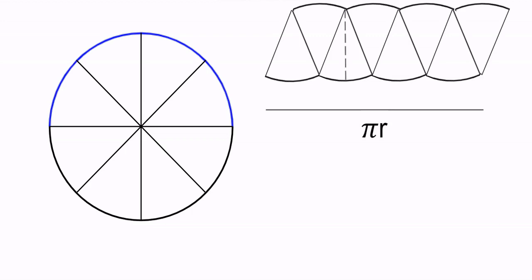And now the height of the parallelogram is from the center to the middle edge of the rounded part. And this is the radius, because the radius is from the center to any point on the circle. So essentially what we're doing is pi r times r, which gives us pi r squared. And that's why the formula for area is pi r squared.